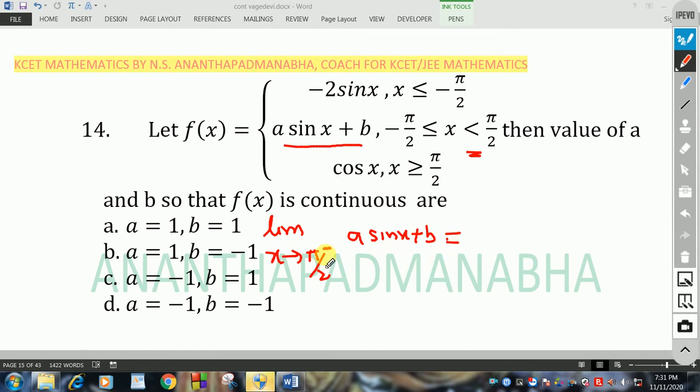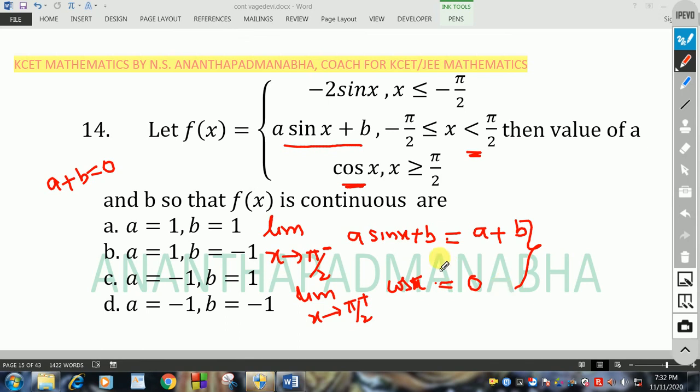Which is equal to, as x approaches pi by 2, a sin pi by 2, sin pi by 2 is 1, so it is a plus b. And limit as x tends to pi by 2 plus, that is right hand limit. I have cos x here, so this is cos pi by 2, which is 0. So for the function to be continuous, we get a plus b is equal to 0. One equation I got, a plus b is equal to 0. If these two are same, then only the function is continuous. So a plus b is equal to 0.